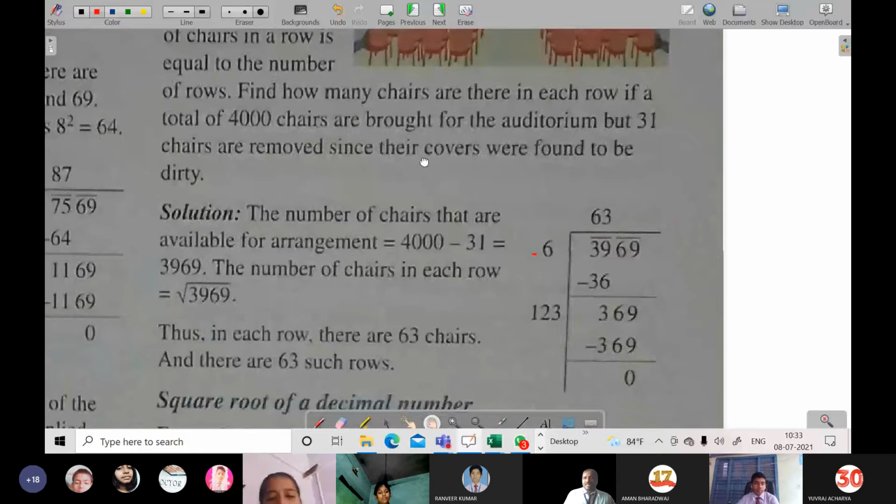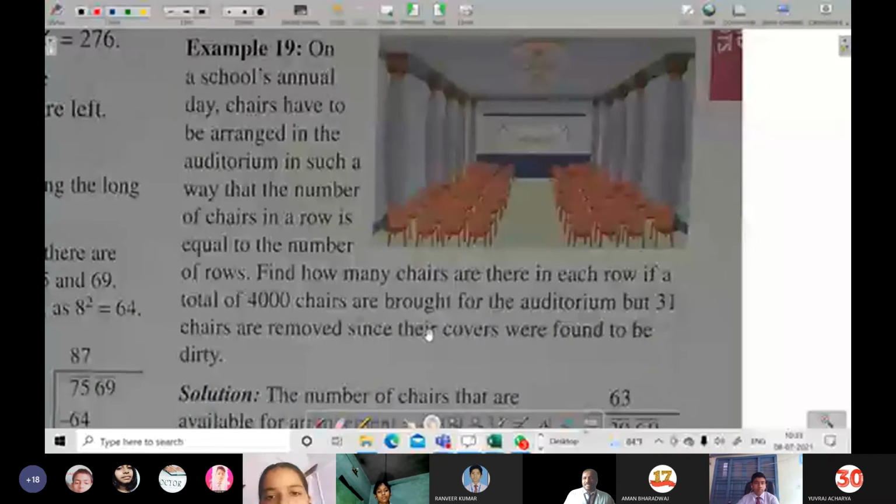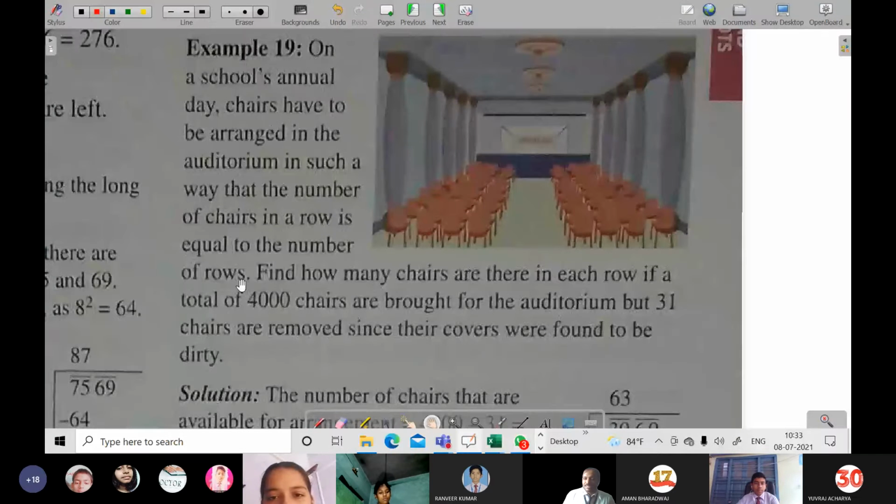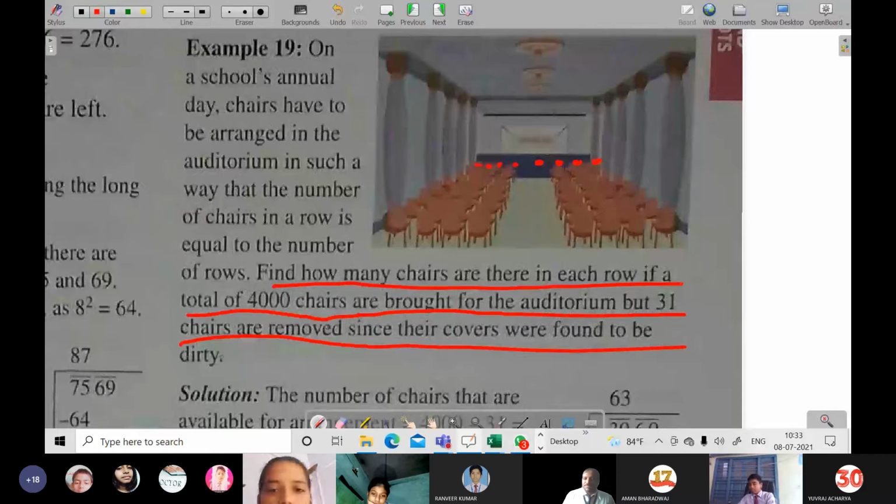Here it has been said, on a school's annual day, chairs have to be arranged in an auditorium in such a way that the number of chairs in a row is equal to the number of rows. That means as many chairs as are in one row, that many rows are also there. So the number of columns and the number of rows are equal. Find how many chairs are there in each row if a total of 4000 chairs are brought for the auditorium, but 31 chairs were removed since their covers were found to be dirty.